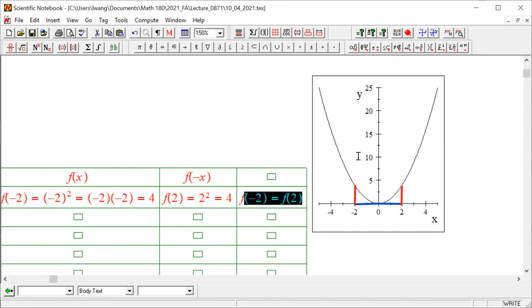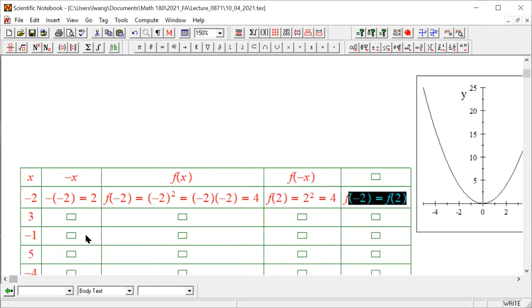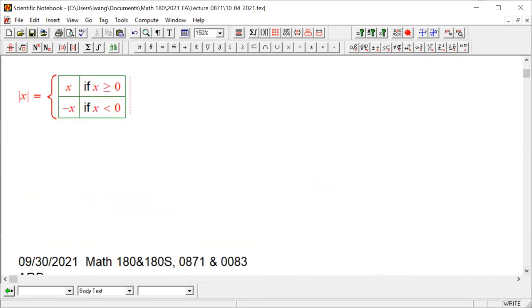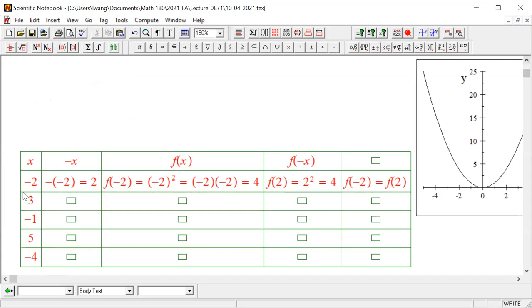Now, with this example and this understanding, you're going to do the rest of the table, please. Okay, so you're going to work out the 3, negative 1, 5, negative 4, for all of them. You work them out the same way.